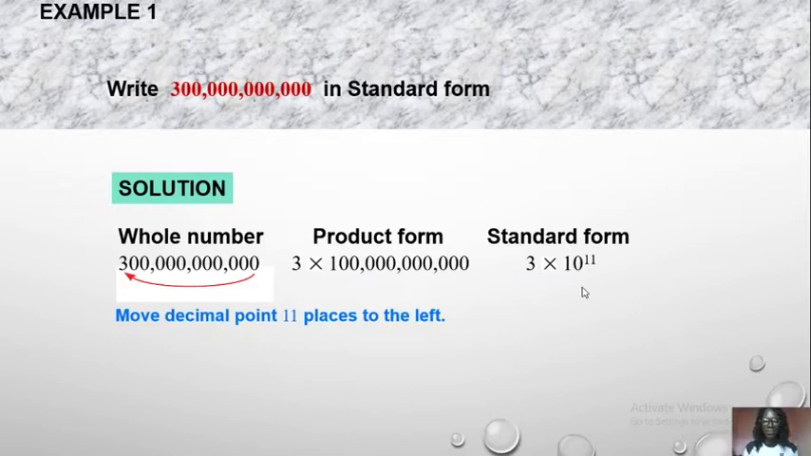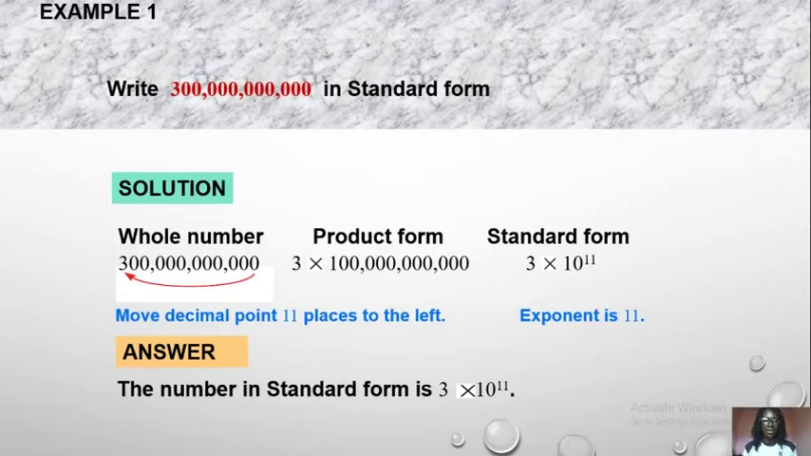You can see that the space it consumes here is lesser than the space it consumes in whole numbers. So that's one of the importance of writing our work in standard form. So the 11 there is just our index, or power, or exponent. We've done that when we did indices. Okay, let's see another example.